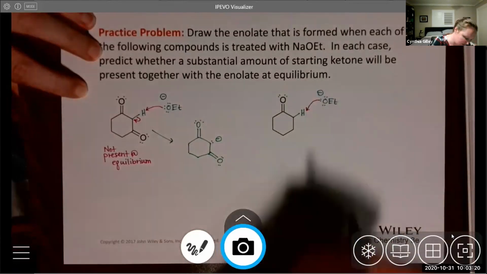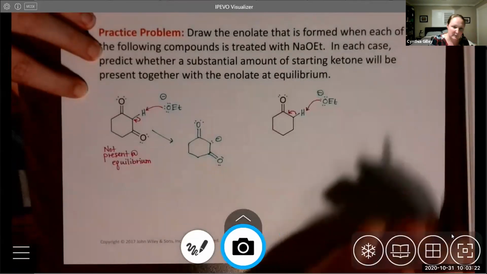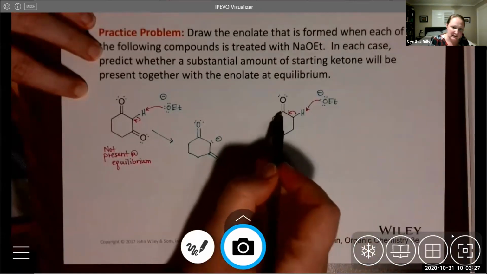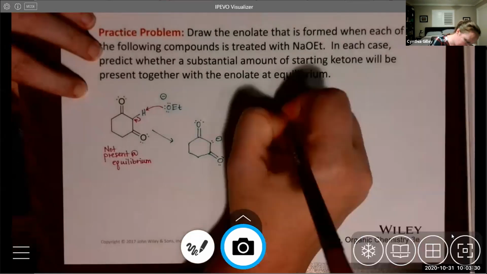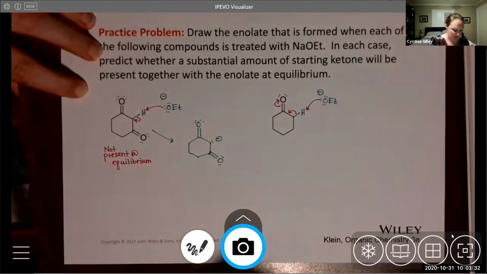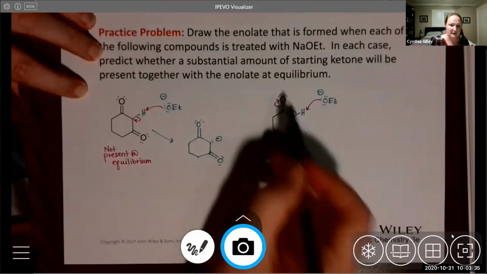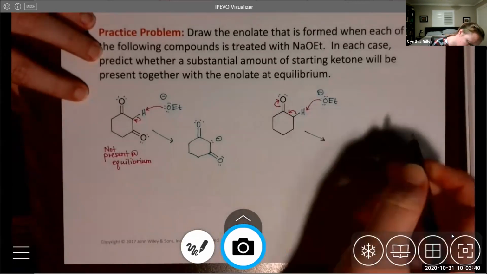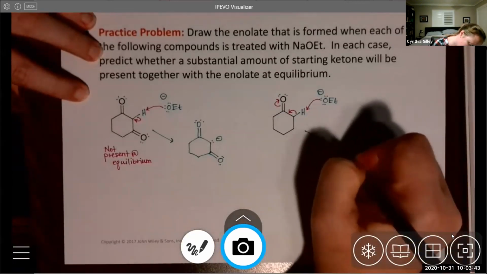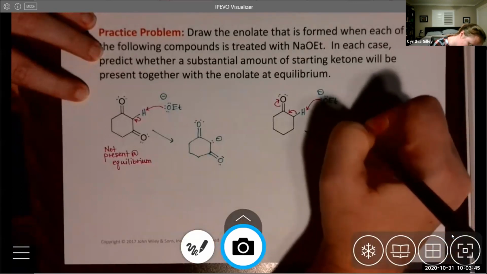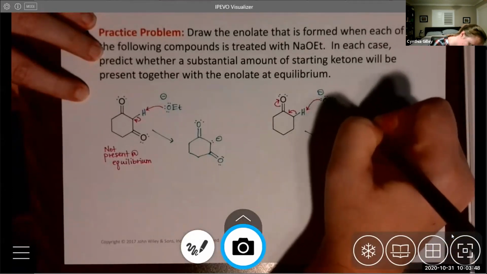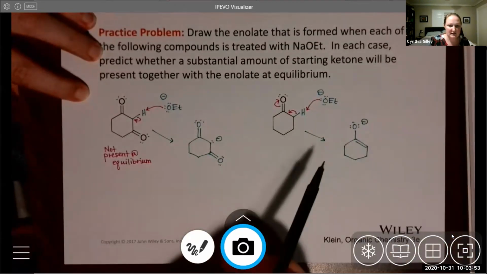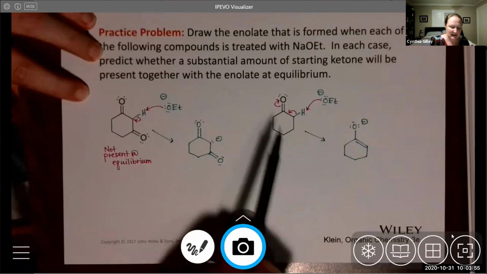You protonate the alpha position, and then instead of depositing these electrons as a lone pair on the alpha carbon, form a double bond between the two carbons, and then push the electrons from the pi bond, the carbonyl, up to the oxygen. So that goes directly to this resonance contributor.